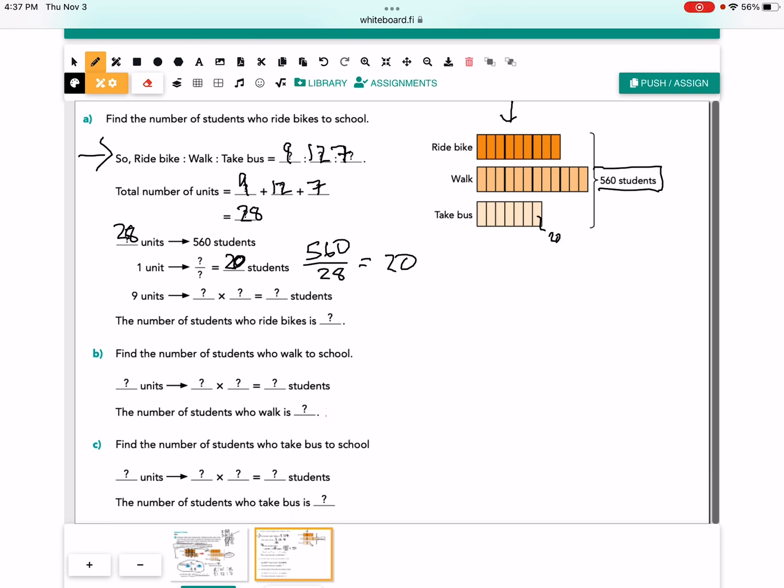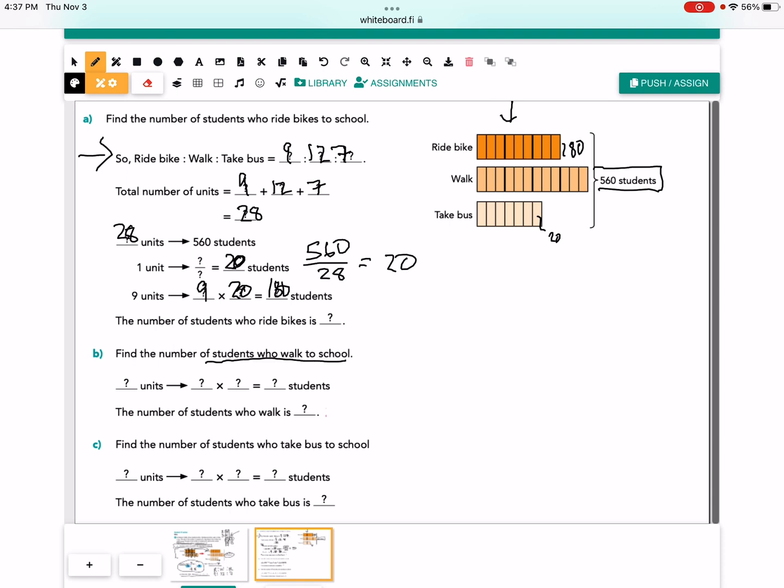Well, there are 9 units of bikers. And 9 times 20, you know that 9 times 2 is 18. So 9 times 2 tens is going to be 18 tens, which is 180. So we have 180 people riding the bike to school.